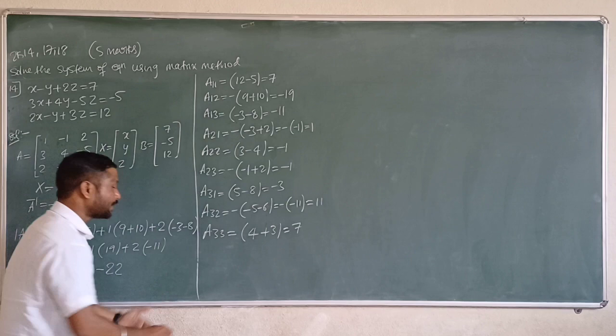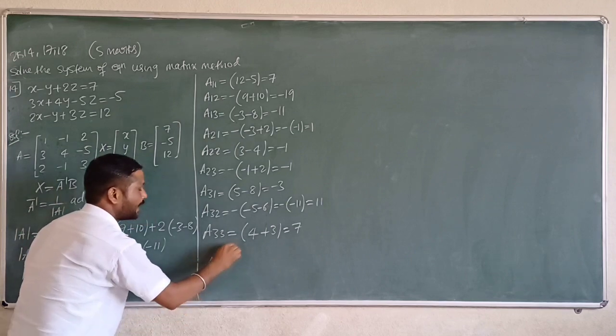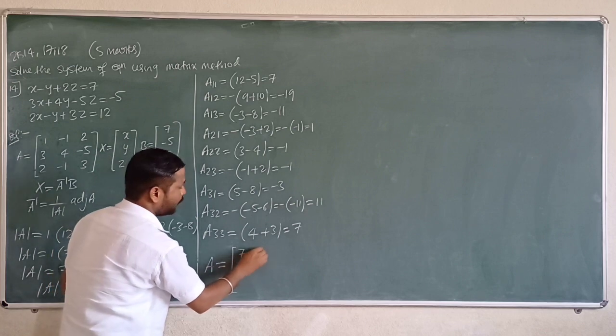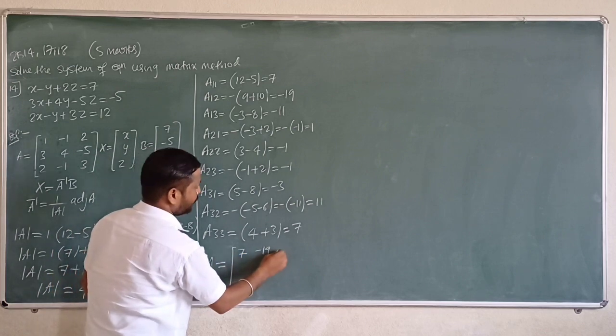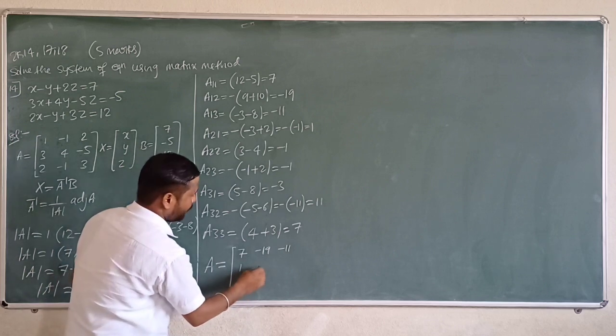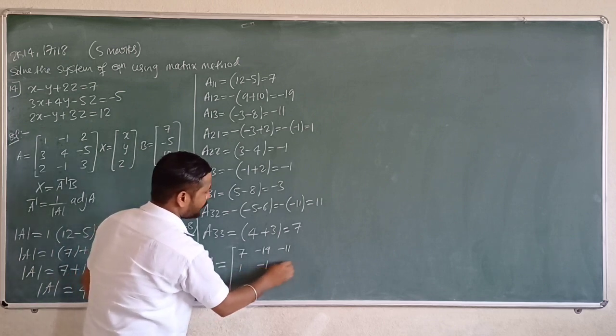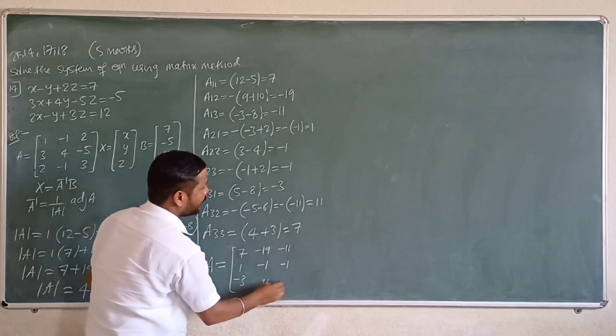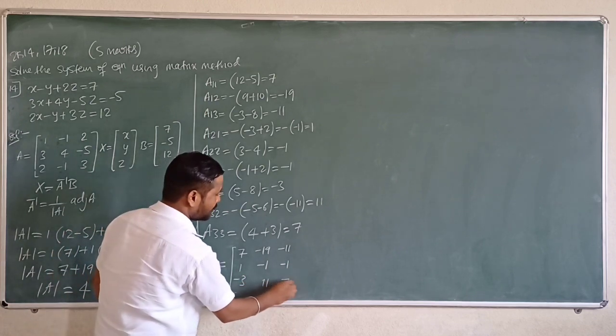Now take up all the cofactors list here. That is A is equals to A11 7, A12 minus 19, A13 minus 11, A21 1, A22 minus 1, A23 minus 1, A31 minus 3, A32 11, A33 that is 7 now.